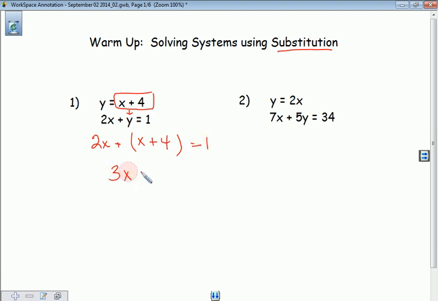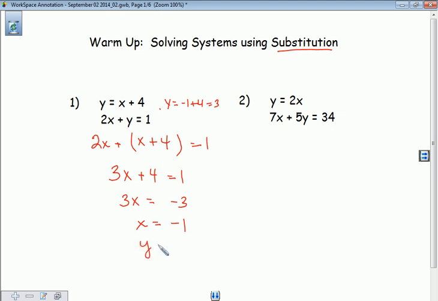So we get 3x plus 4 equals 1. So 3x equals negative 3, and x equals negative 1. Yay, I'm done. No, I'm not done. I have to plug it back in, because the solution to a system is the ordered pair that satisfies both equations. So I just found the x coordinate. Now I need to plug back in to find the y. So if I plug in the negative 1, I get y equals negative 1 plus 4, which is 3.